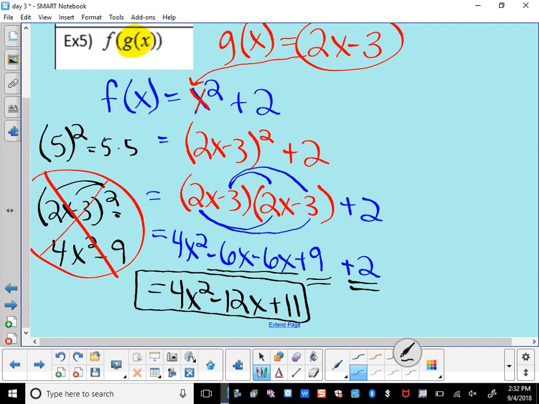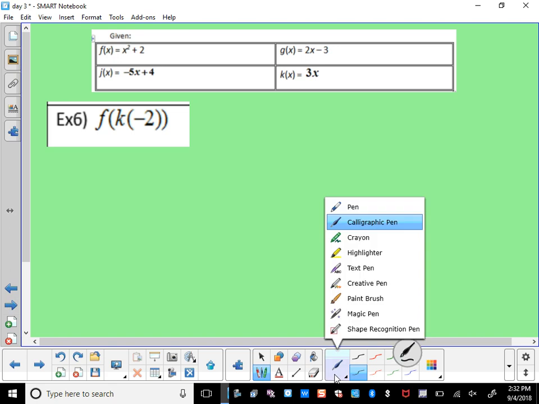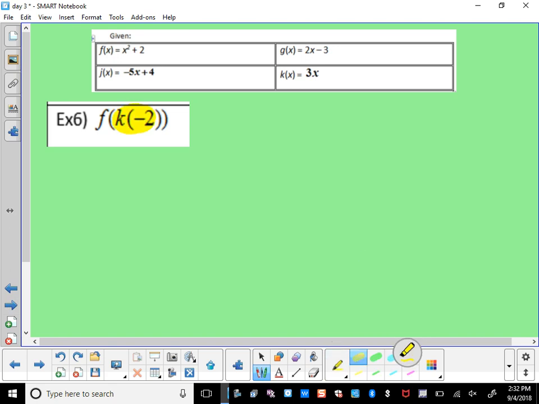Alright, last one. Or you can do it on your own. Alright, example 6. On the inside, I have k of -2. We'll think back to what we did on day 2, last class. This is still k of x, okay? It's just they're telling us to sub in -2 once we get there. K of x is 3x, right? But instead of x, what number do I need? -2, right? So I'm plugging in -2.